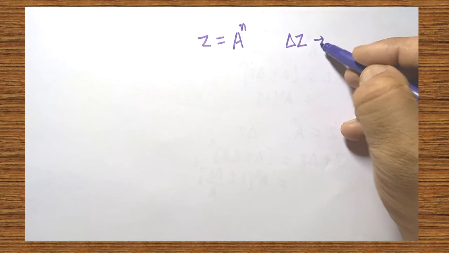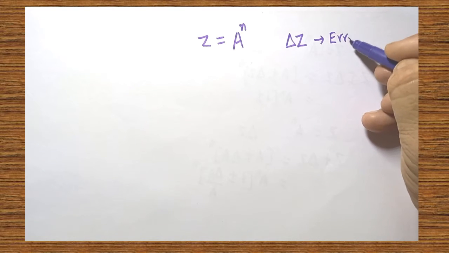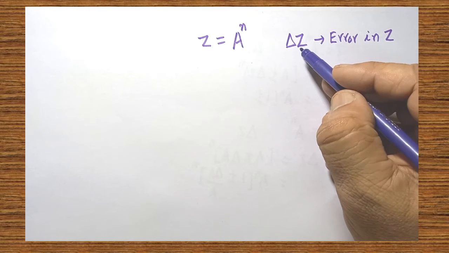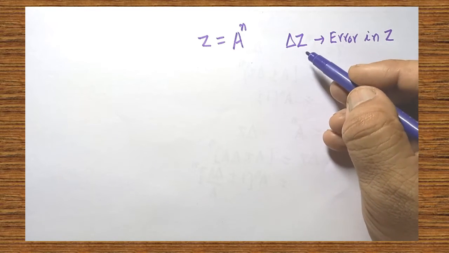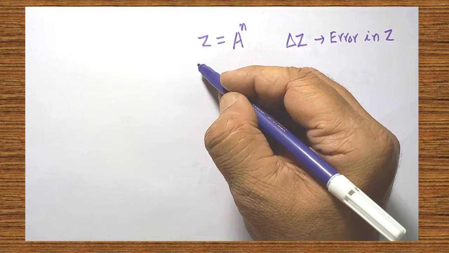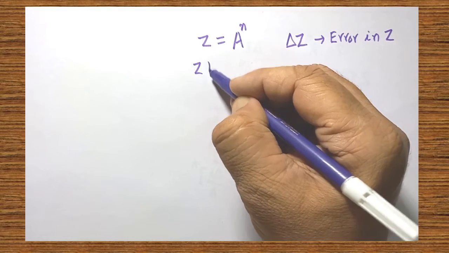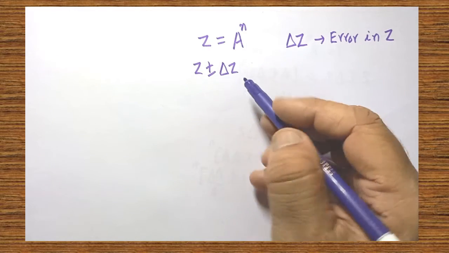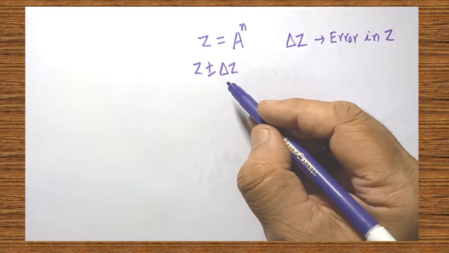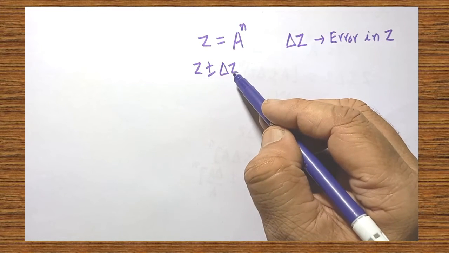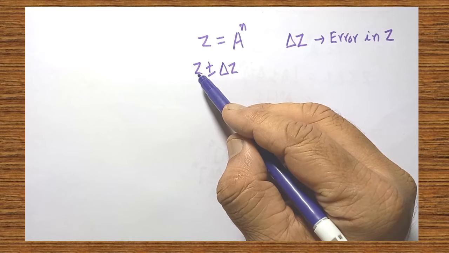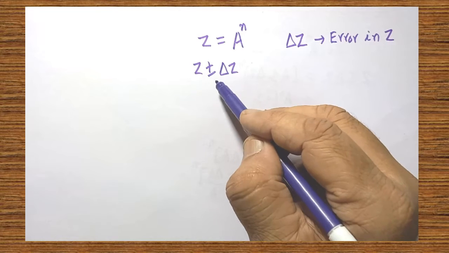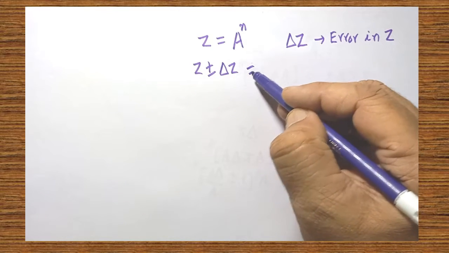So what is del z? Del z is nothing but the error in z. Our aim is to find out del z. How to find it? The error in z can be written as z plus or minus del z. So in that format we have to write the error in z. Del z is the error found while calculating z. Error in z can be written as z plus or minus del z.